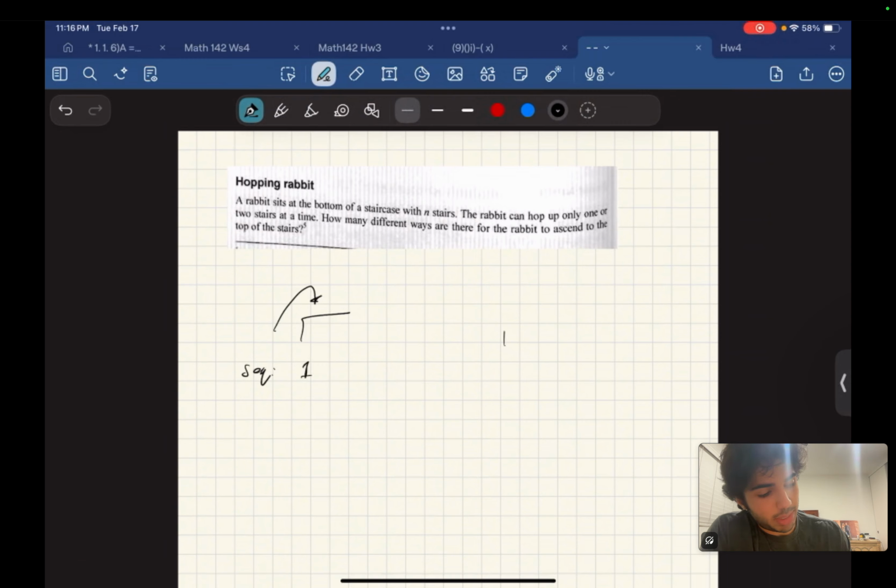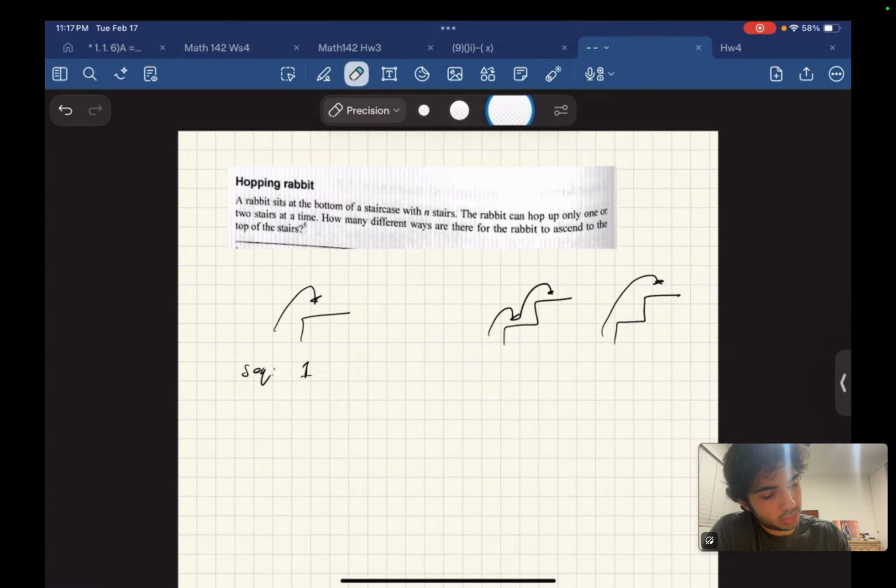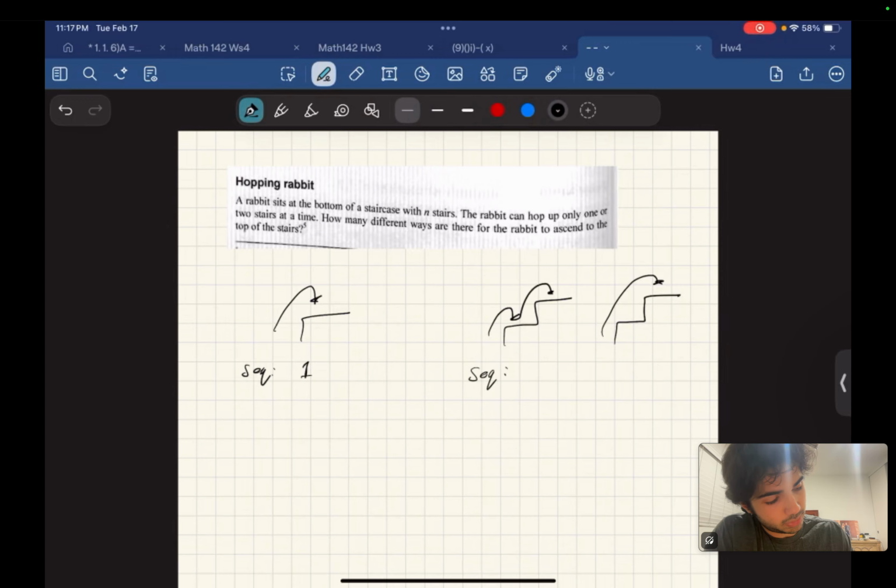Okay. Now what about a two stair solution? Well, the rabbit can either do two singular one stair hops like this, or it can do a singular two stair hop. And the sequences here are 1, 1, and 2. Okay. Now what about for three stairs?